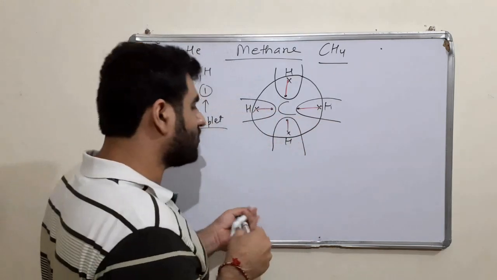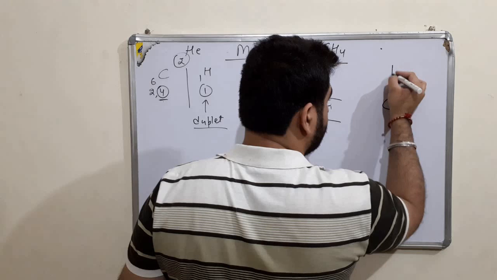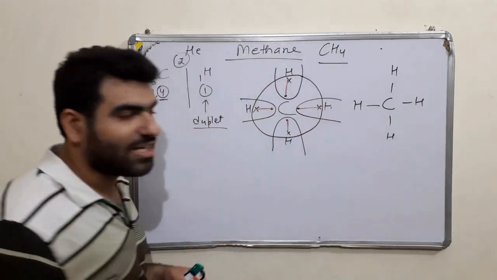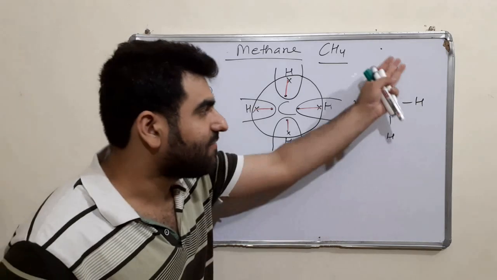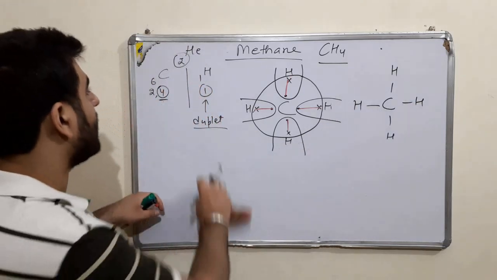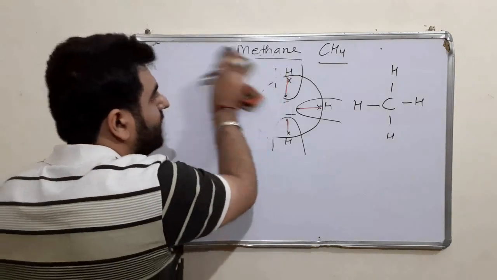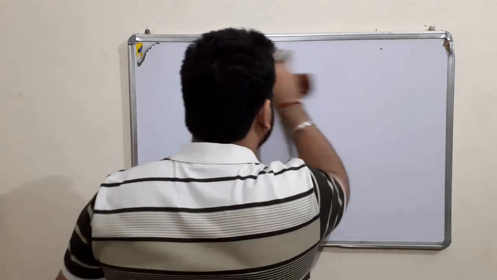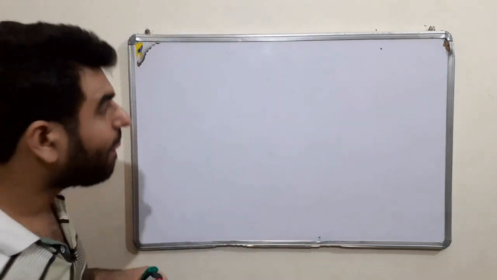What would be the final structure? The final structure would be CH4, like this. This is the final structure, CH4. Alright? Okay. Let us take one more example.